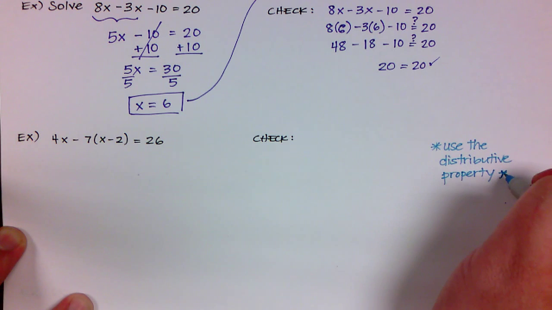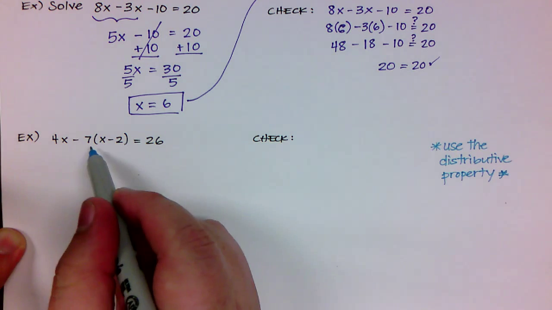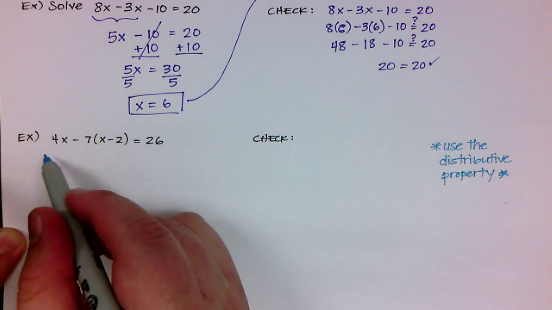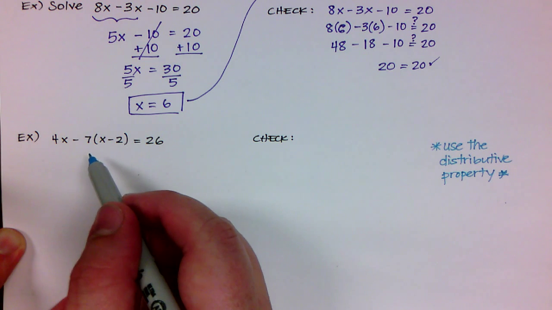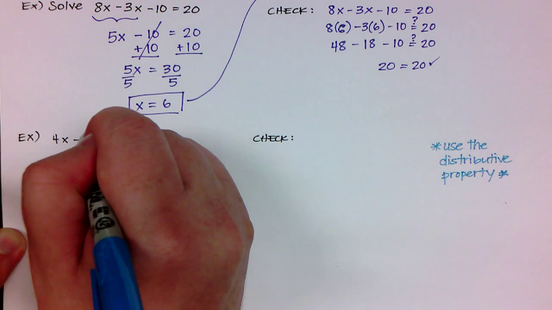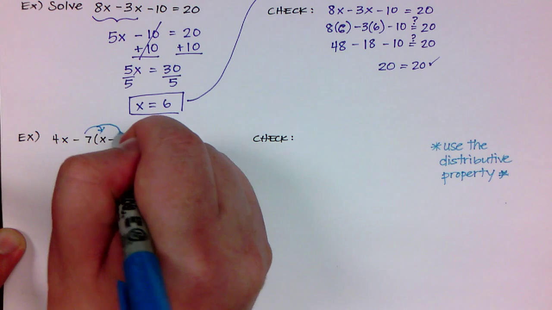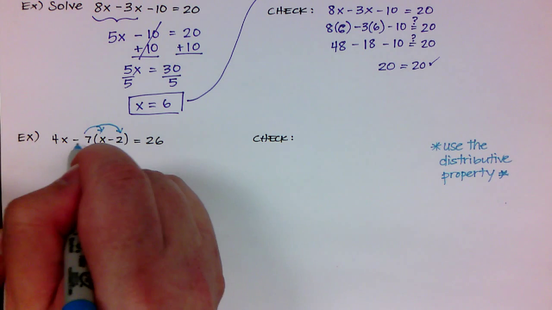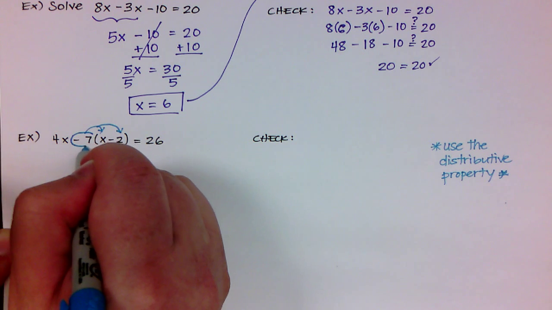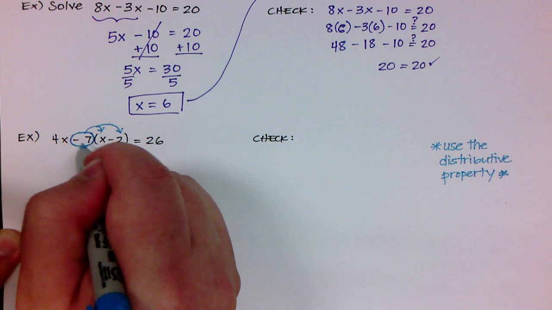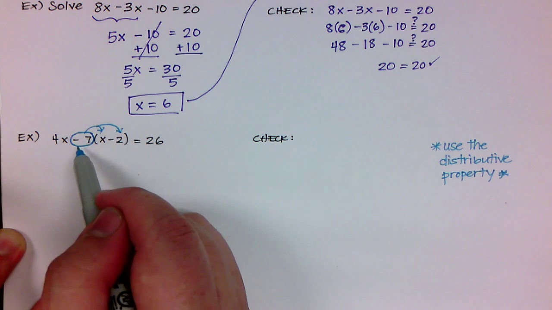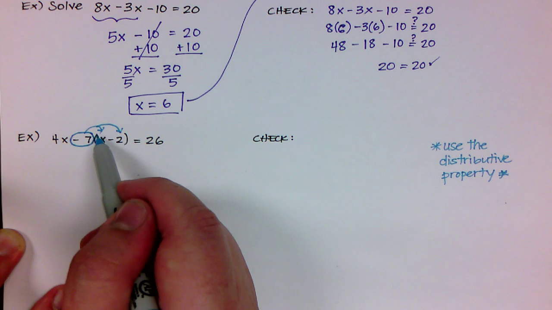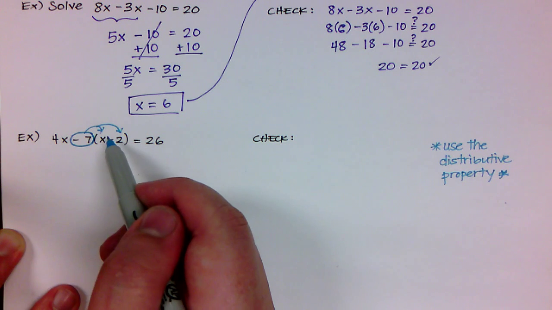Just kind of a side note there. The reason is because I can't combine the x's, the variables, until I do the distributive property, which means I need to multiply the 7 all the way through. But notice right here, there's a negative sign in front of it. It's minus 7, which means when I do the distributive property, I need to include that negative symbol.